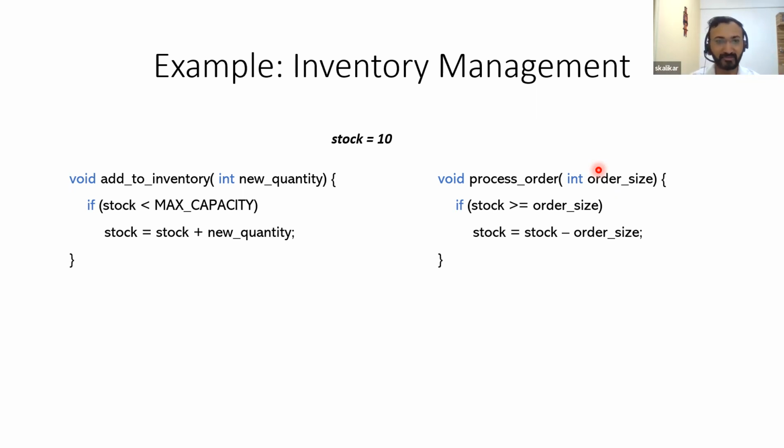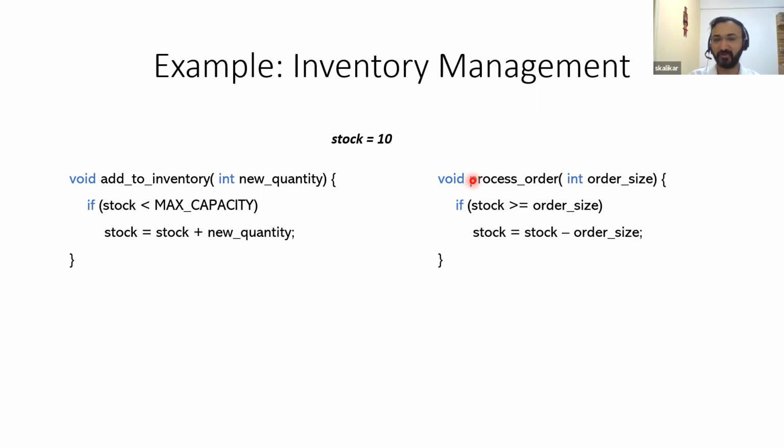And even if you check again, you may get stock back. So these are two sample functions which I have written to simulate this operation. The add to inventory function is intended to add a new quantity to a certain item, and before doing that it checks whether the stock is less than the maximum capacity of, say, my warehouse. If that is true, then I do stock value equal to stock value plus my new quantity, correct?